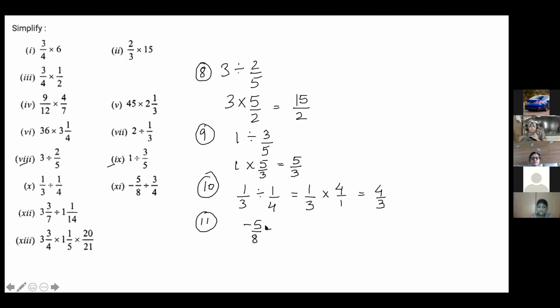Ma'am, it is -5. So you will get a minus answer. 1 is plus, 1 is minus. So you'll get a minus answer. 1 into 5. Always remember division sign is replaced by multiplication and then you take the reciprocal. Nobody got the answer? I got minus 40 upon minus 24. Yes, ma'am. 8 cancel. Minus 40 upon minus 30. Minus 10 upon 3. Minus 5 by 3 is the answer.